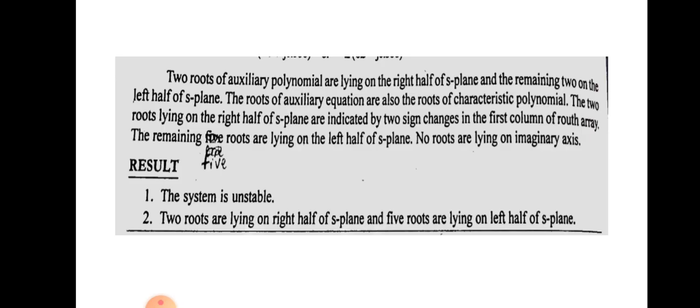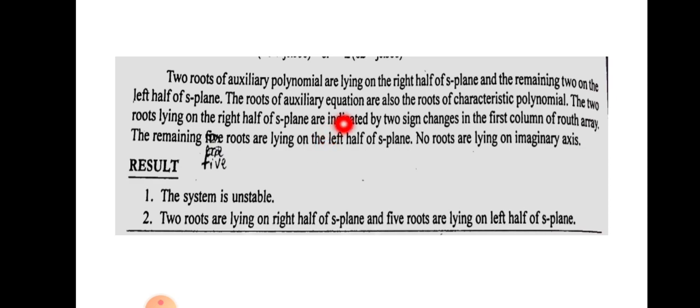The right or left is determined by the positive or negative sign of the real part. Here minus 0.5 indicates that it will be on the left half, and plus 0.5 indicates that it will be on the right half of the S-plane. So there are two roots lying on the right half of the S-plane. From the roots of the auxiliary polynomial, two roots are lying on the right half of the S-plane, and the remaining two roots are on the left half of the S-plane.